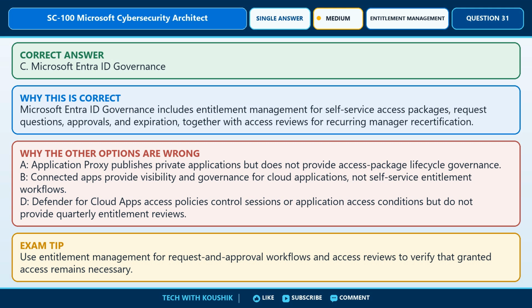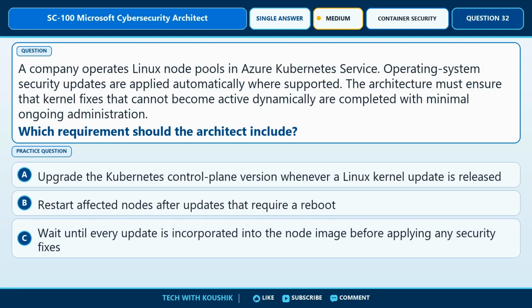Exam tip. Use entitlement management for request and approval workflows and access reviews to verify that granted access remains necessary. Question number 32. Scenario. A company operates Linux node pools in Azure Kubernetes Service. Operating system security updates are applied automatically where supported. The architecture must ensure that kernel fixes that cannot become active dynamically are completed with minimal ongoing administration.